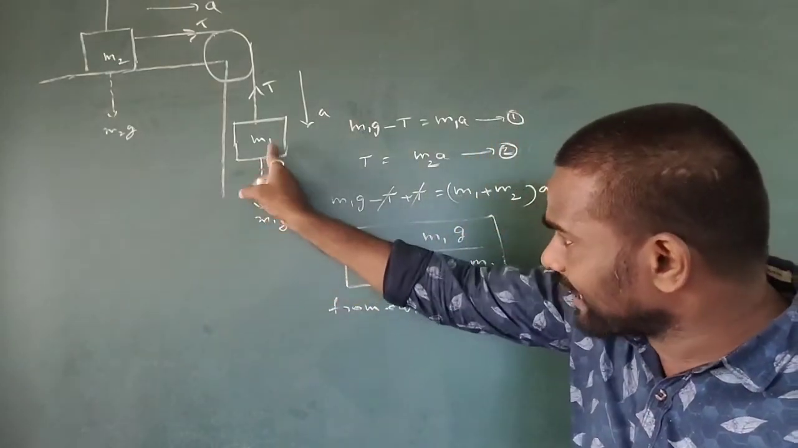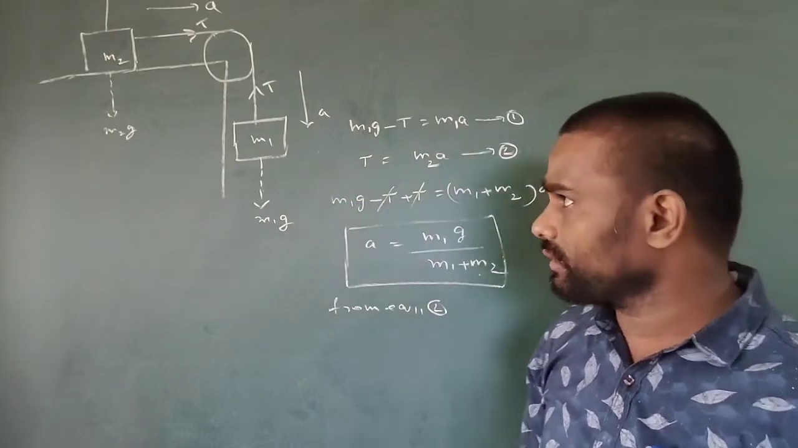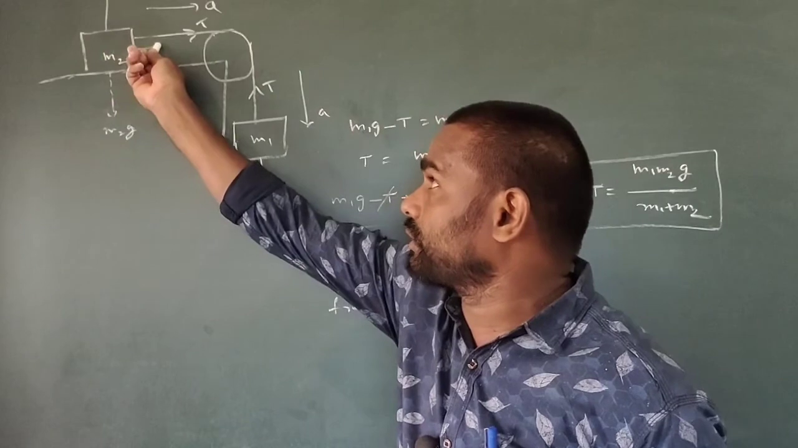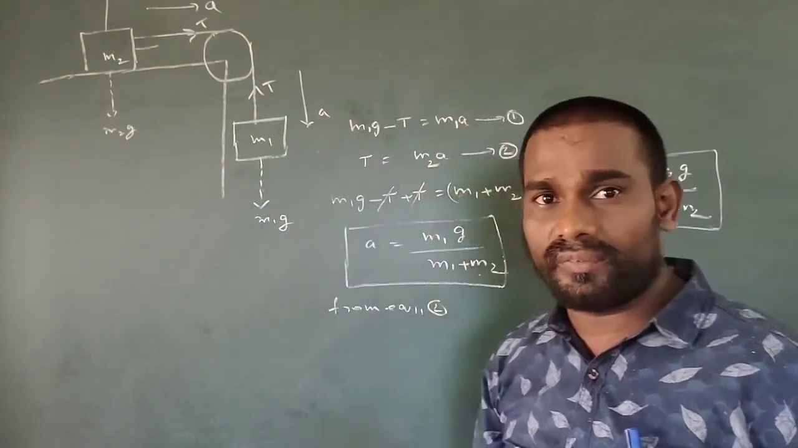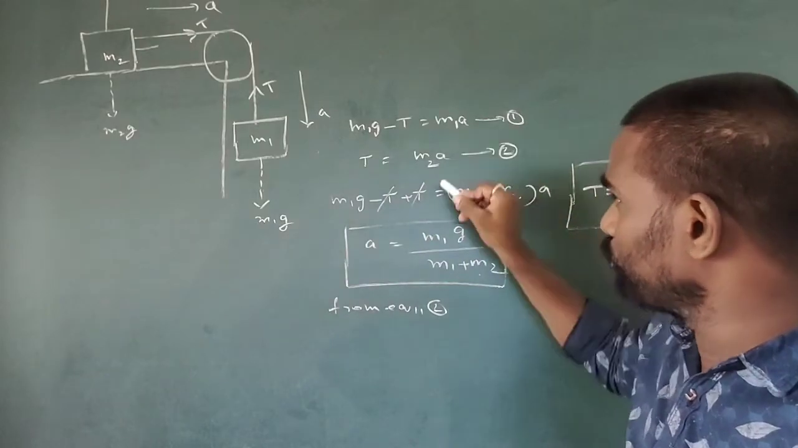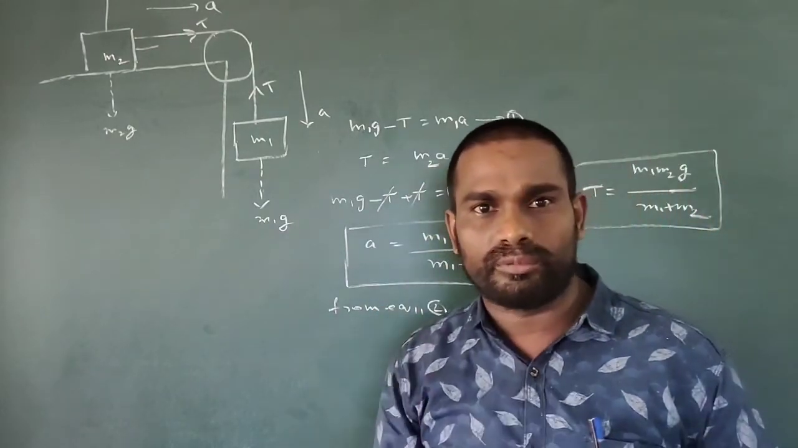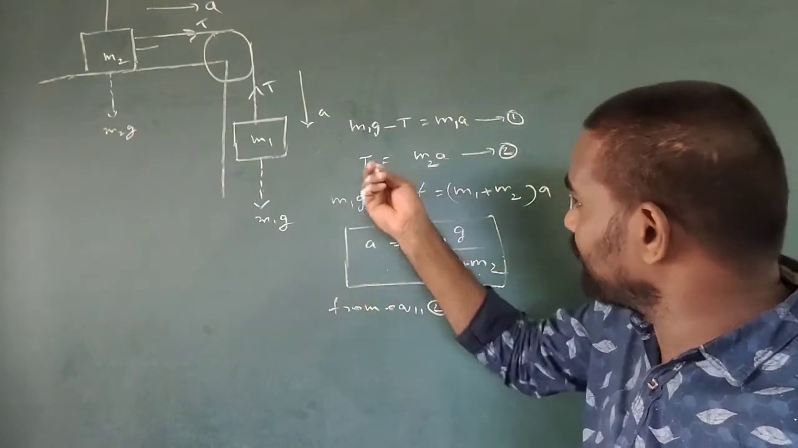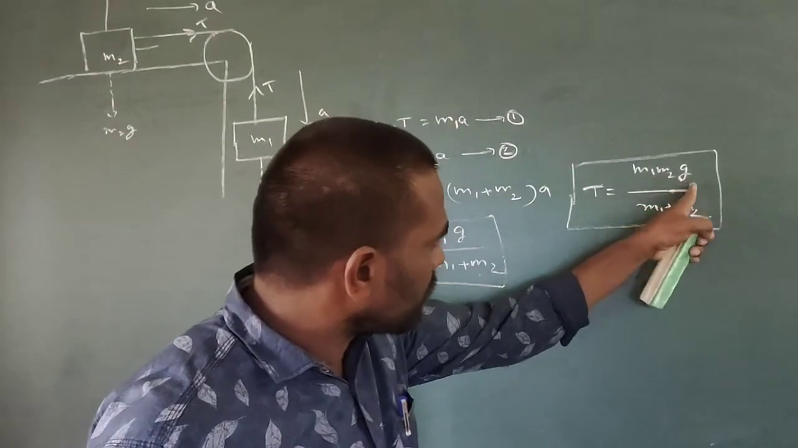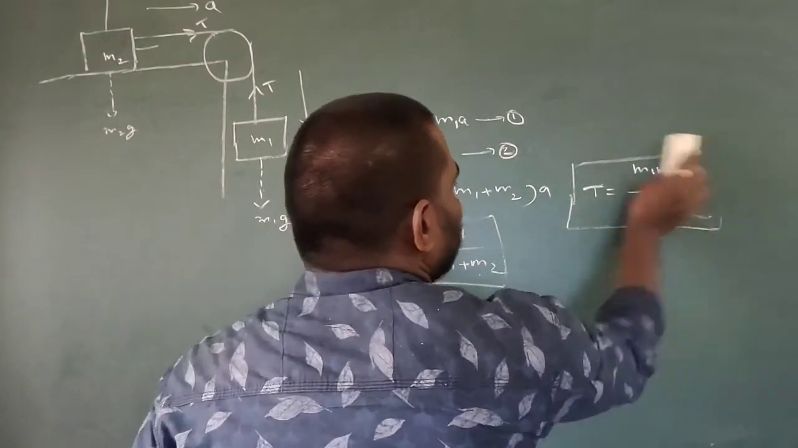Net force acting on the first body is m1g minus T is equal to m1a. Next, the net force acting on the second body: the tension force acts outward, there is no leftward force, that's why T is equal to m2a. Adding these two equations you will get the acceleration, a is equal to m1g by (m1 plus m2). Putting this acceleration in equation number 2, you will get the tension, T is equal to m1 m2 g by (m1 plus m2). That is the second example.